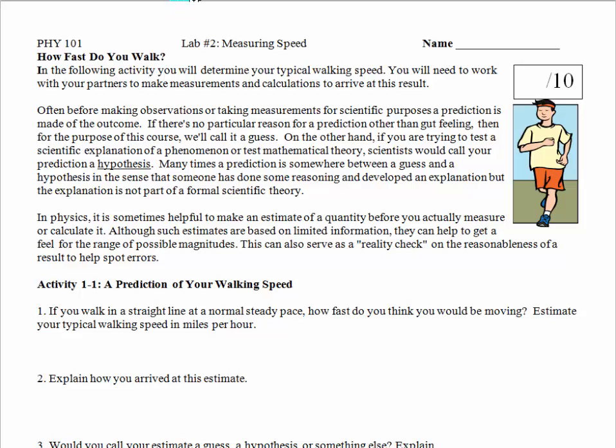Okay, this is the introduction for lab number 2, and it's going to be measuring speed. It's actually one of the few labs where it's not an online simulation, and you need some of your own materials. So what we're going to do is measure how fast we walk. We're going to measure our walking speed.